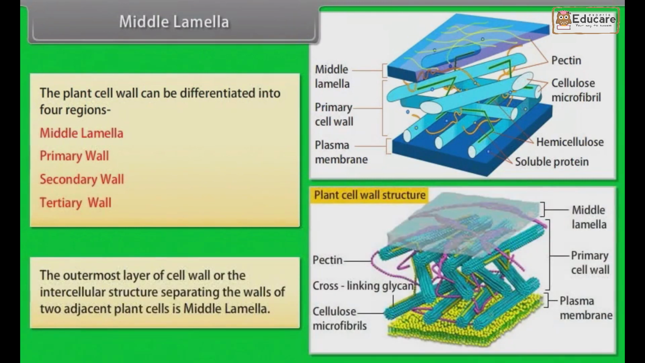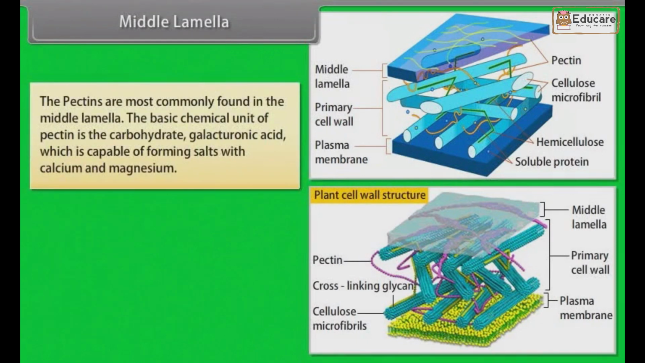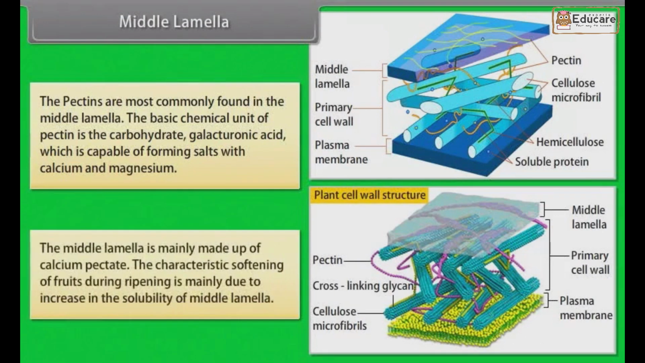The outermost layer of cell wall, or the intercellular structure separating the walls of 2 adjacent plant cells, is middle lamella. The pectins are most commonly found in the middle lamella. The basic chemical unit of pectin is the carbohydrate galacturonic acid, which is capable of forming salts with calcium and magnesium. The middle lamella is mainly made up of calcium pectate. The characteristic softening of fruits during ripening is mainly due to increase in the solubility of middle lamella.